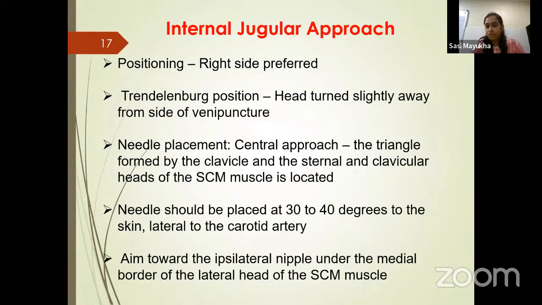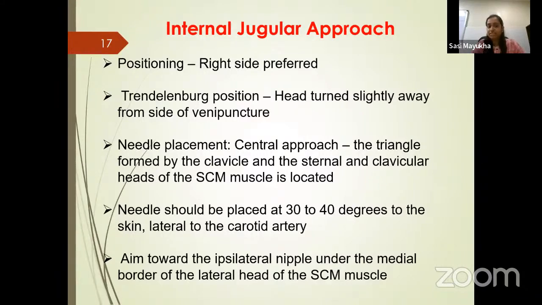So there are 3 approaches which I was telling about: the internal jugular, femoral, and subclavian. We'll be discussing in the next 5 minutes the advantages and disadvantages of each approach. For the internal jugular approach, right side approach is preferred, and you can place the patient in Trendelenburg position. The head should be slightly turned to the opposite side.